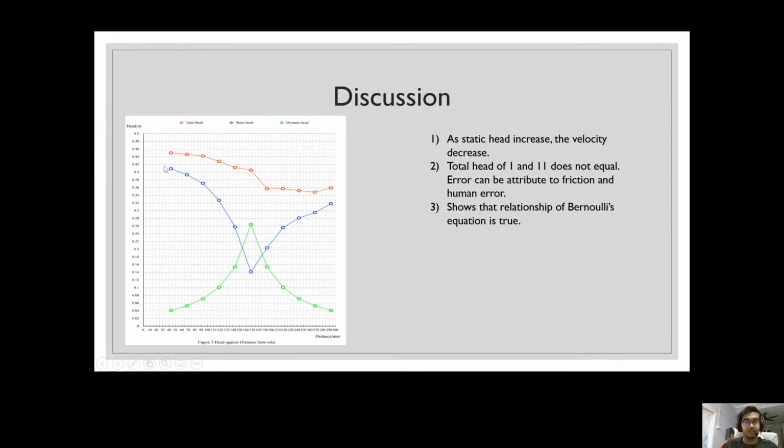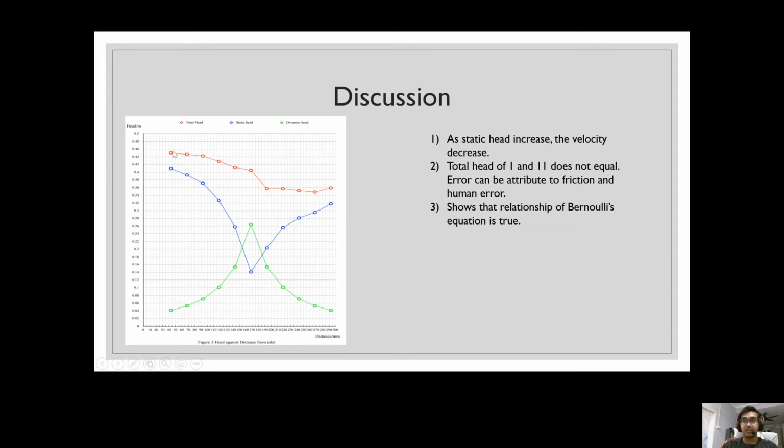As you can see, the blue portion is the static head measurement. The green one is the dynamic head, and this is the total head. As the static head decreases, the velocity coincidentally peaks at those points, which proves the relationship that Bernoulli stated: as velocity increases, the static pressure of the fluid decreases. The relationship here overlaps. As the dynamic pressure increases, the static pressure decreases, and vice versa.